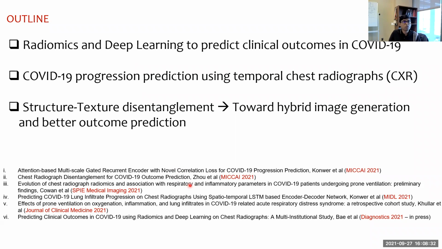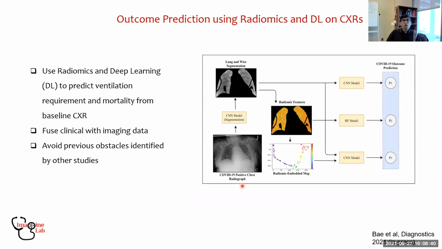Here is a list of a few of our publications from the COVID imaging work that we have done so far. The first piece of work, like I said, is outcome prediction using radiomics and deep learning on chest X-rays. Radiomic features, for those who are not aware of this, are subvisual yet quantitative features that we can compute from different radiological modalities, be it CTs, X-rays, MRIs. And these are handcrafted imaging descriptors that can characterize the local and global heterogeneity in medical images.